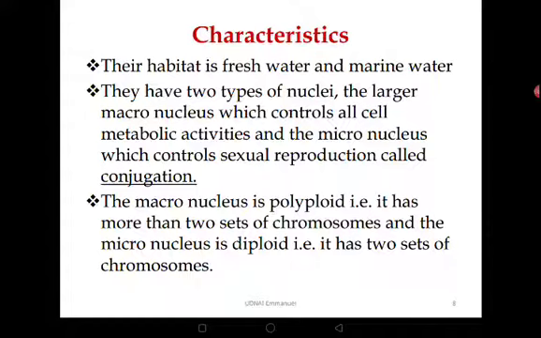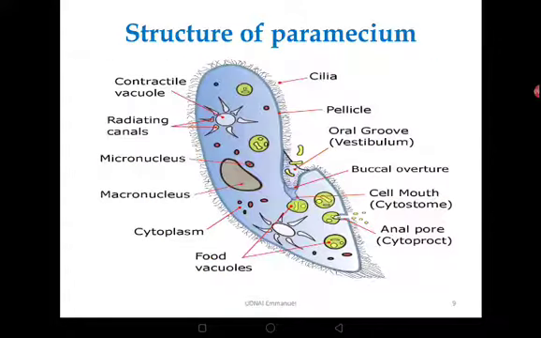Well, the macronucleus is polyploid. Polyploid means they have more than 2 sets of chromosomes. And the micronucleus is diploid. It has only 2 sets of chromosomes. So that's another fascinating, interesting fact about them.